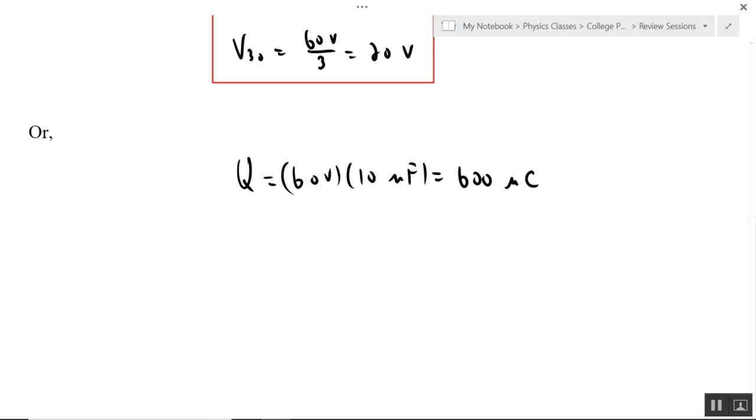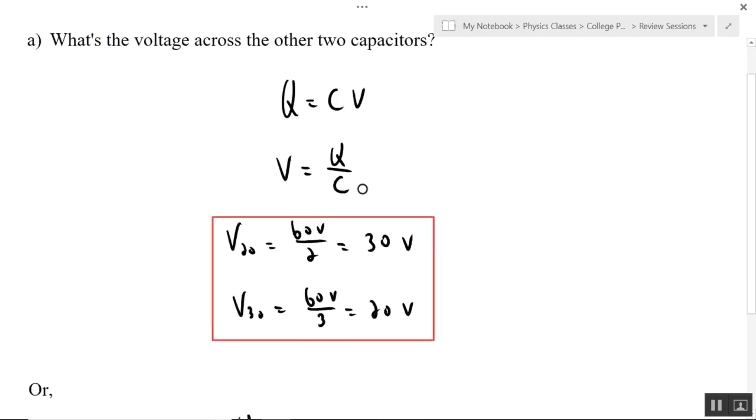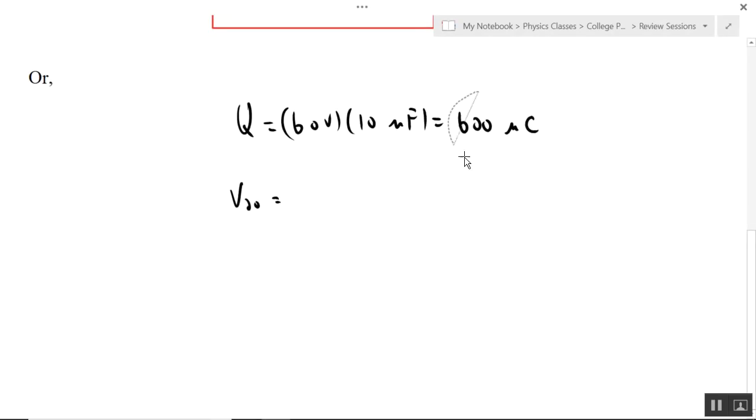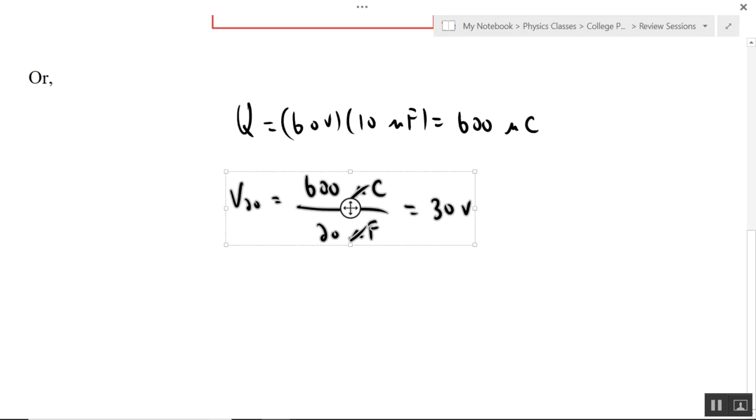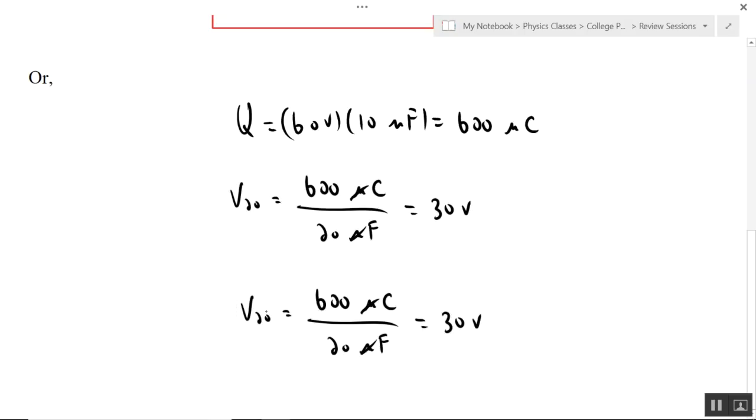So if you know that, you can find the voltage across the 20. Remember it's Q over C, right? So it's this charge divided by 20 microfarads. The micros cancel out, and you get 30 volts. And the voltage across the 30 is the same thing, except you're dividing by 30 instead of 20. Either way, you get the same answer of 30 and 20, right?